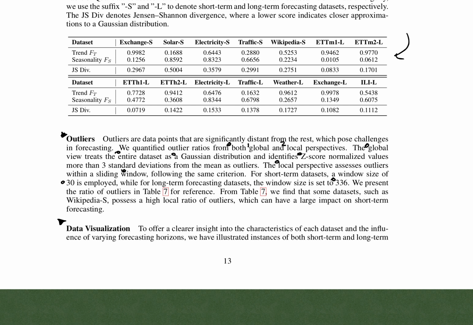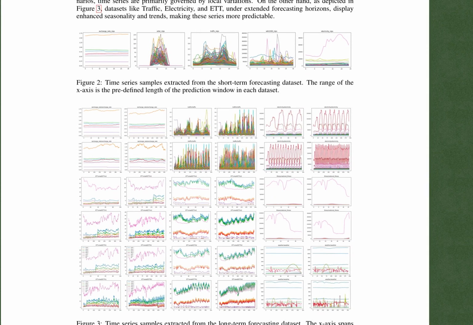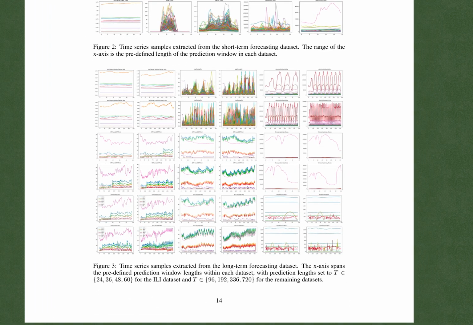And of course, it's another measure that you could consider, a characteristic that could differentiate between different data sets. So you can see these values here. You have local outlier measure, global outlier measure, and so on. And there are a lot of visualization tools here that you can see. For example, time series selected from the longer term forecasting data sets.